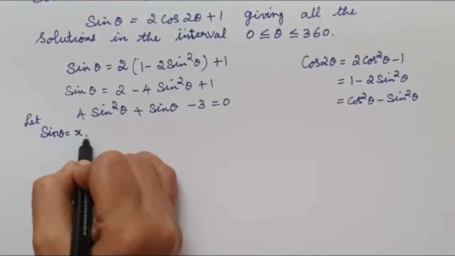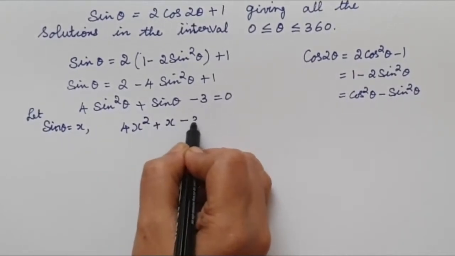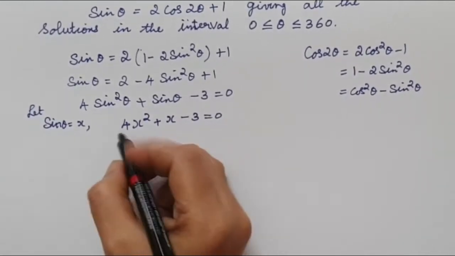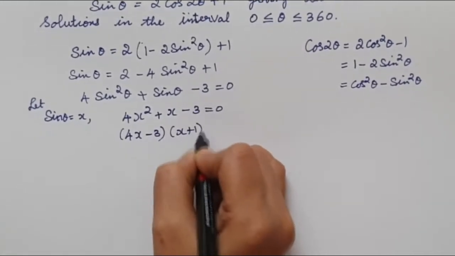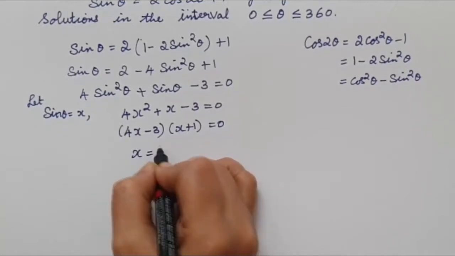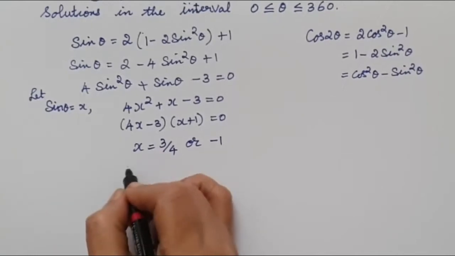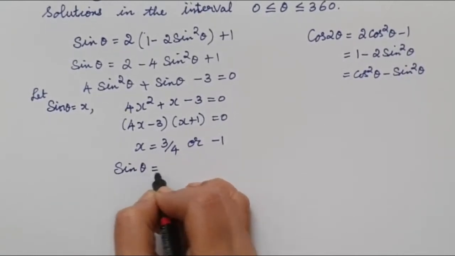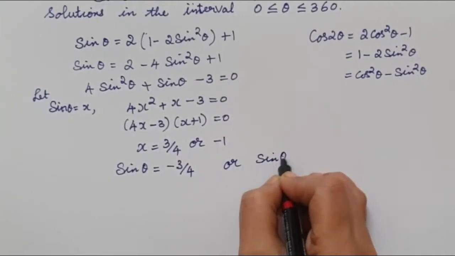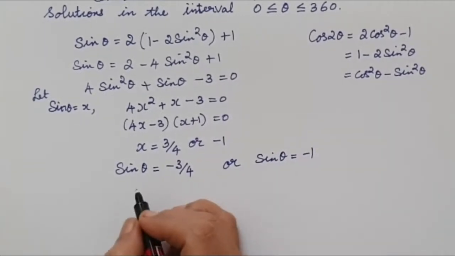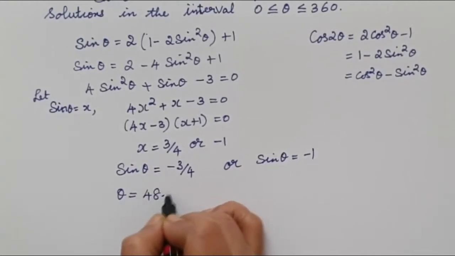Let sin theta equal to x. So our equation becomes 4x squared plus x minus 3 equal to 0. When we factorize it, we get (4x minus 3)(x plus 1) equal to 0. So x will be equal to 3 over 4 or x will be equal to negative 1. That is, sin theta will be equal to 3 over 4 or sin theta will be equal to minus 1. When we do the inverse of it, theta will be equal to 48.6.